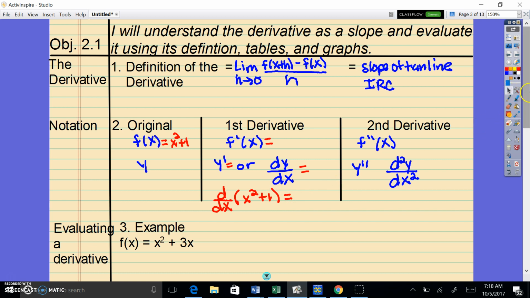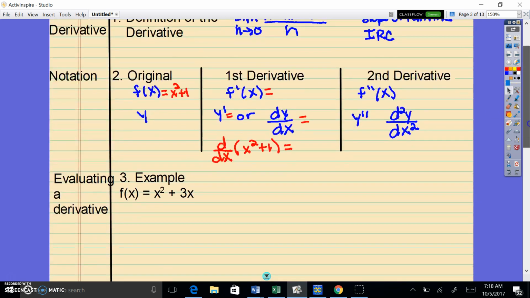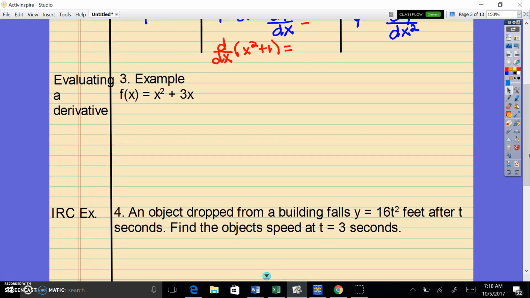All right, so the next thing I want to talk about is how do you evaluate this formula that we talked about? Well, keep the formula in mind. The definition is the limit as h approaches 0 of f of x plus h minus f of x over h. And what we're going to vary, or what's going to change, is what function you are given. Here in this example, we are given f of x equals x squared plus 3x. Okay, that's cool. So what do we do? Well, we're going to take the limit as h goes to 0.